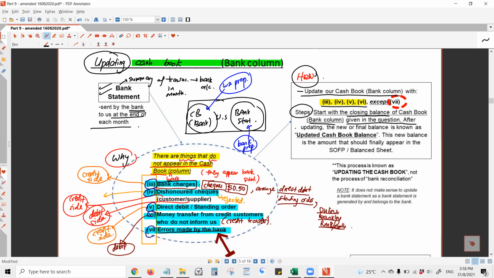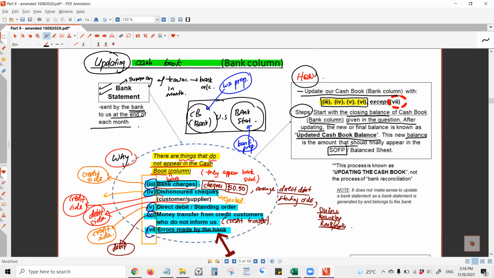After you have updated, you do balancing once again. That figure is known as the updated cash book balance. Updated means updated already, right? So after you have updated with these items, you balance it again. You call it the updated cash book balance, and this amount is the amount that finally appears in the SOFP.